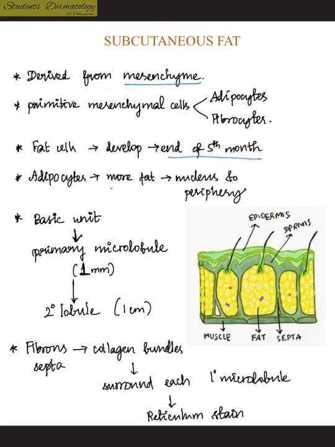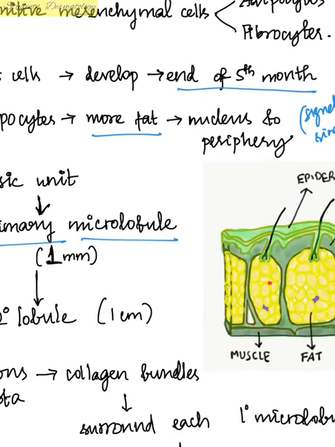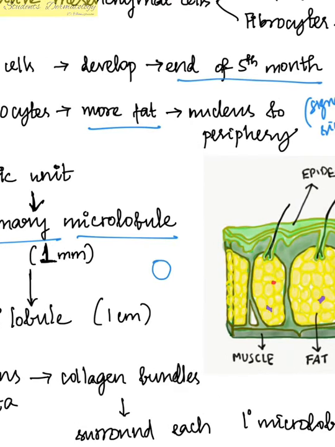They synthesize so much fat in them that they push the nucleus to the periphery and give a signet ring shaped appearance. The basic unit of subcutaneous fat is the primary microlobule. This primary microlobule is formed by a collection of a number of adipocytes. This is about 1 millimeter in diameter. The primary microlobules aggregate to form a secondary lobule, which is about 1 centimeter in diameter.